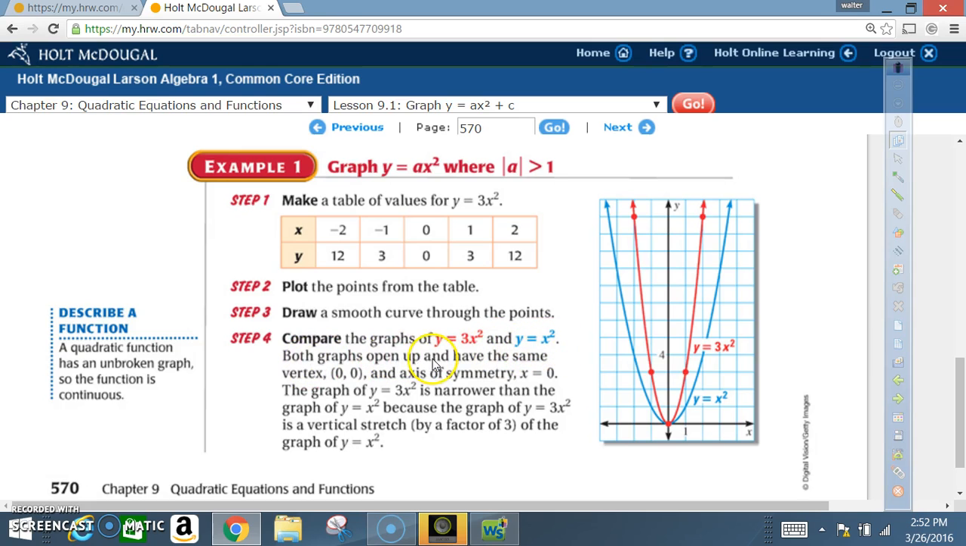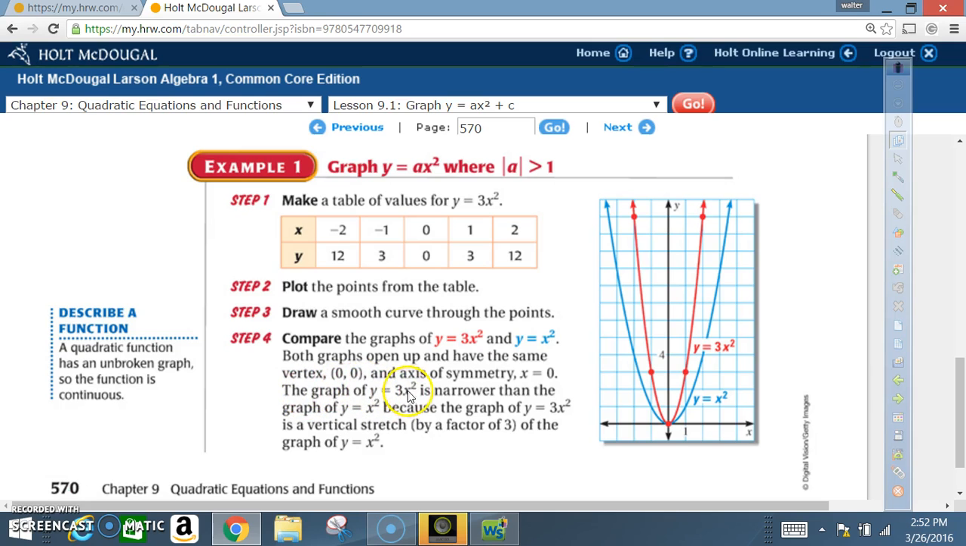Both graphs open up and have the same vertex, 0, 0. Right there, 0, 0. And the axis of symmetry is equal to 0. Here, we have y. This is a vertical line. So even though it's the y-axis, it really means it's x equal to 0. Why? Because for every value of y, x is 0. Don't forget that.